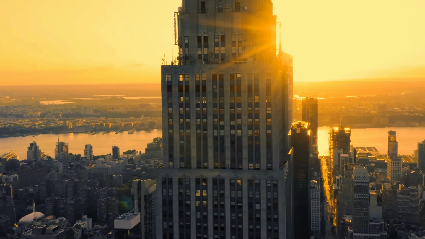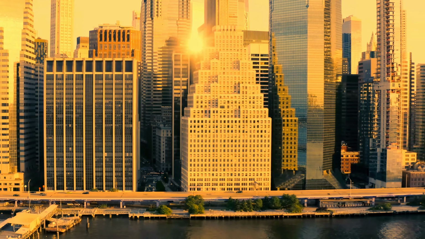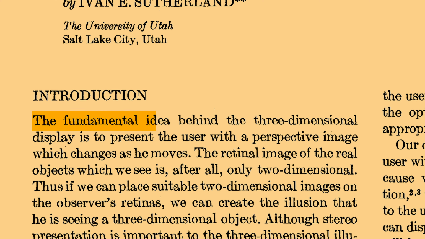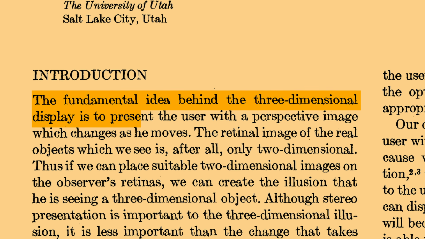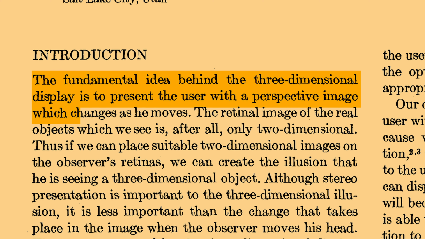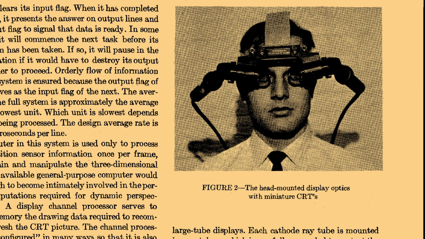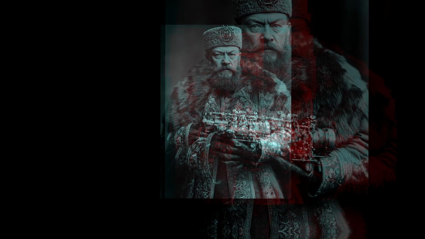368 years later, in the United States, a guy named Ivan Sutherland invented something he called a head-mounted 3-dimensional display. The fundamental idea behind the 3-dimensional display is to present the user with a perspective image, which changes as he moves, Sutherland wrote, but thought now that right there would make a fine torture contraption. The local community knew him as Ivan the Terrible.